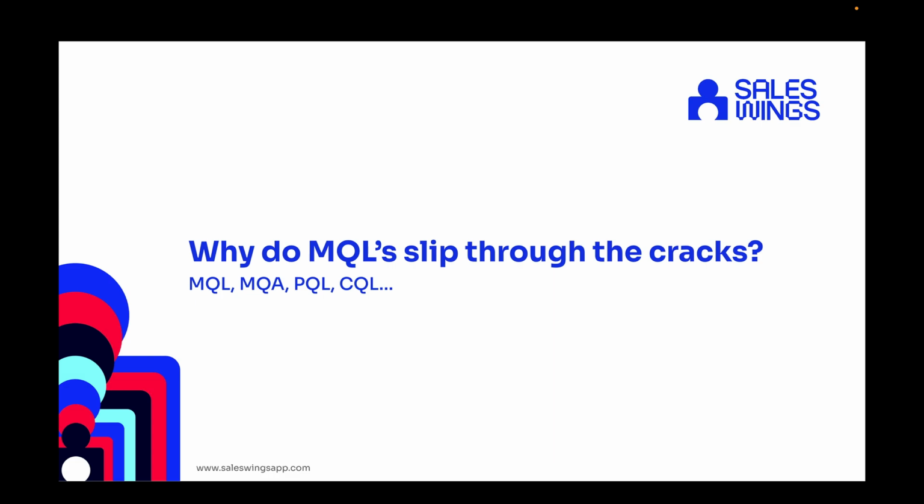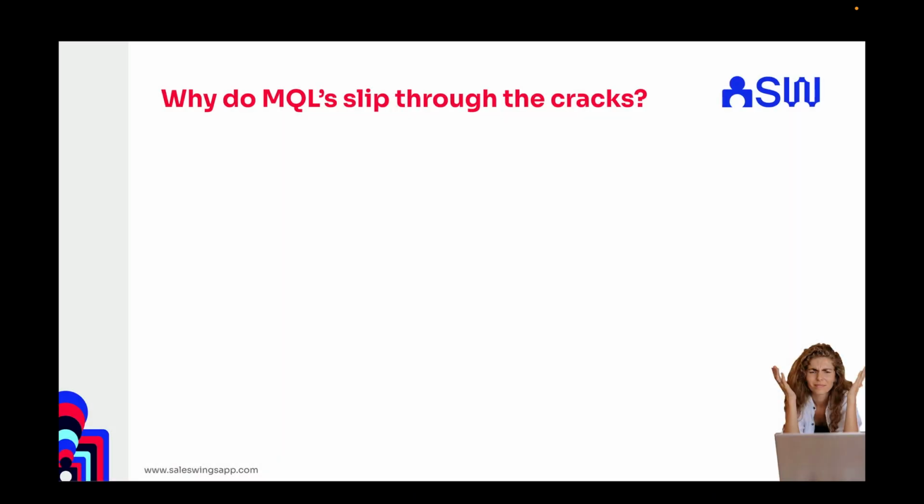So let's have a look at why MQLs slip through the cracks. Whether you call them MQL or MQA or product qualified leads, it doesn't matter. First of all, you may just not have visibility into your buyer's decision stage. If you're a SalesWings customer, of course, this is not going to be the case, because we help you really qualify your leads, your accounts, and make sure you get the timing right. But that can simply be a reason: you're not aware and don't have the data that allows you to detect that.